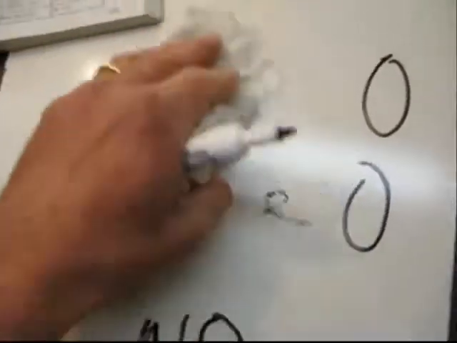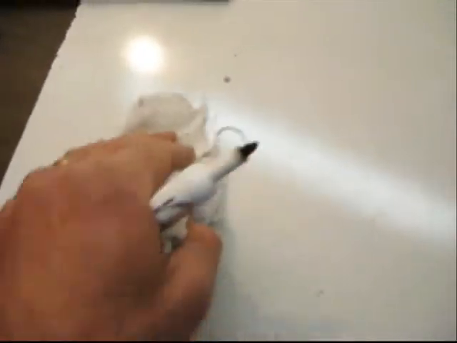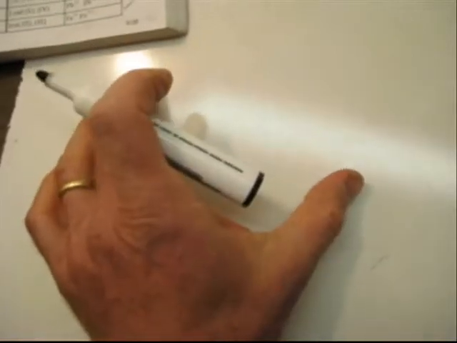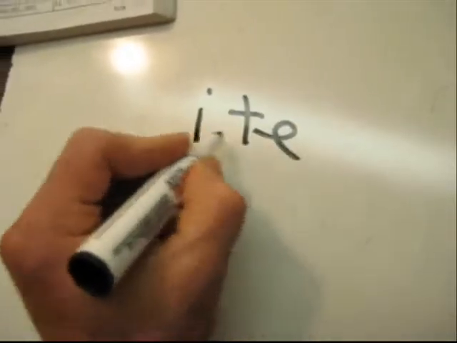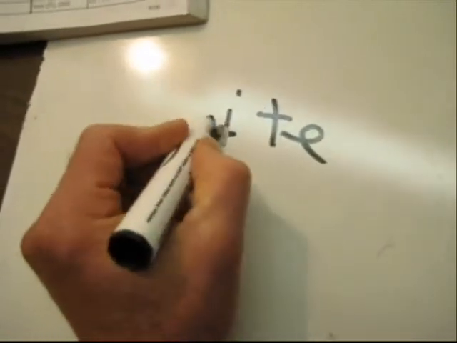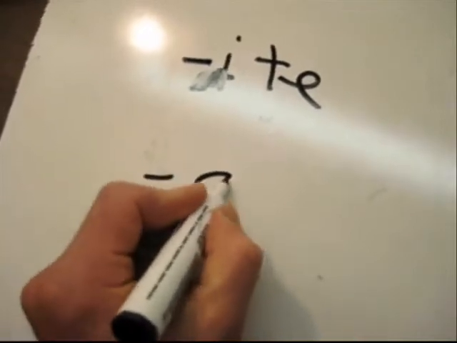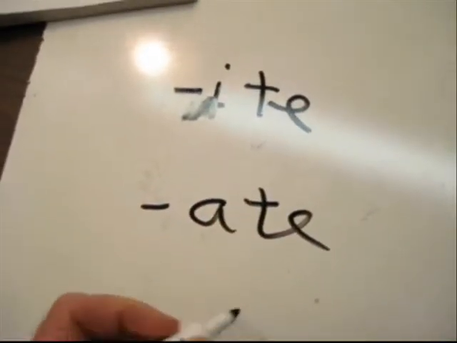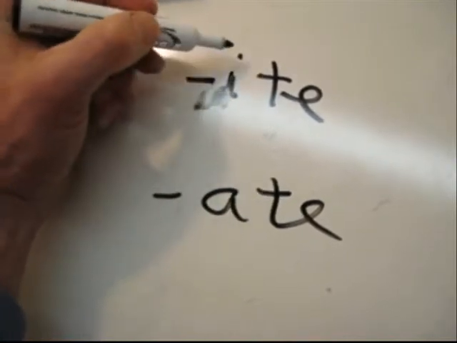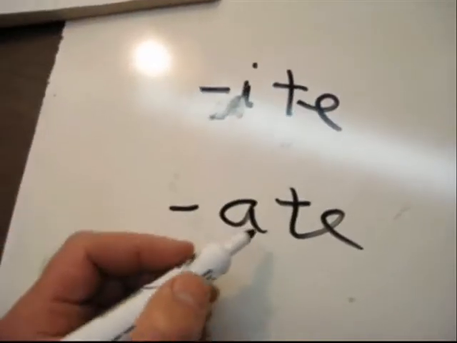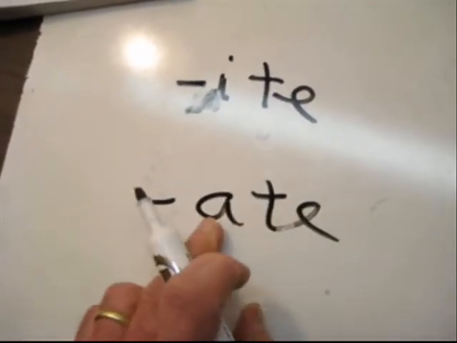Now, there's another rule that goes along with this "ite" or "ate" ending, and that is, of the pair, like in the case of nitrite and nitrate, the ion that ends in ITE will always have fewer oxygens than the ion that ends in ATE. Okay, I'll say that again. The ion whose name ends in ITE has fewer oxygens than the anion whose ending is ATE.